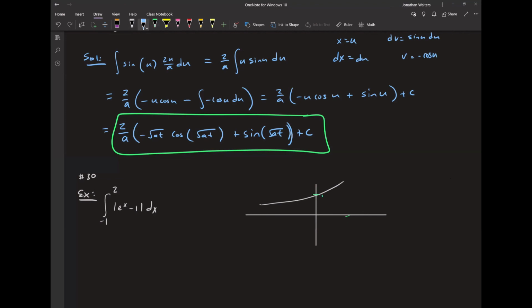All right, so e to the x minus 1 is going to be something like this. And then absolute value is basically going to flip that over here and then go up like this. So this is absolute value e to the x minus 1, whereas the green one was just e to the x minus 1.